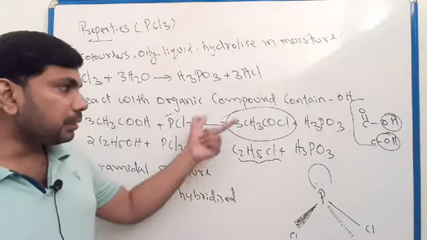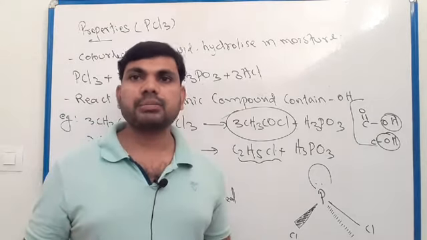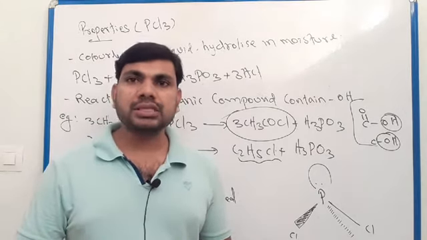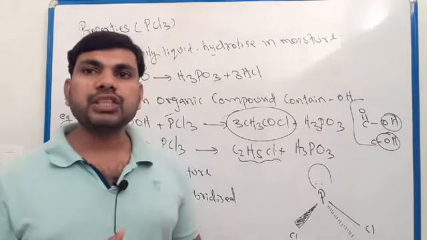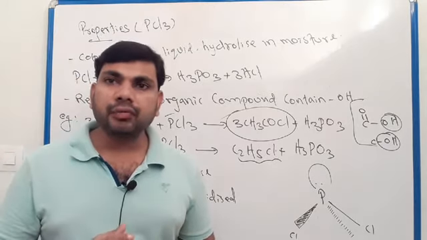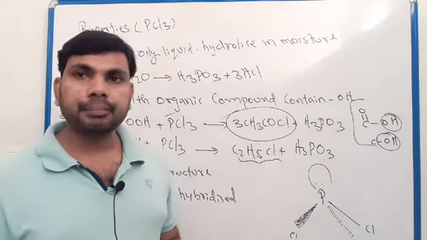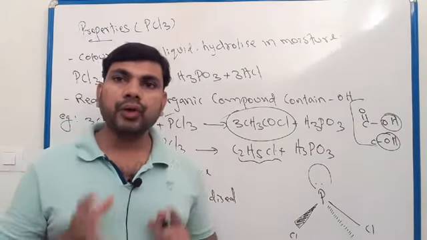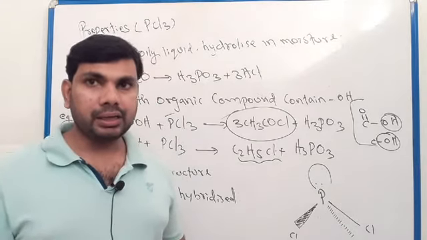Okay, and you will study more details about this type of reaction in organic chemistry. Here you just understand PCl3 will react with organic compounds which contain OH group. Example, PCl3 will react with carboxylic acid, it forms carbonyl chloride. PCl3 will react with alcohol, it produces alkyl halide.